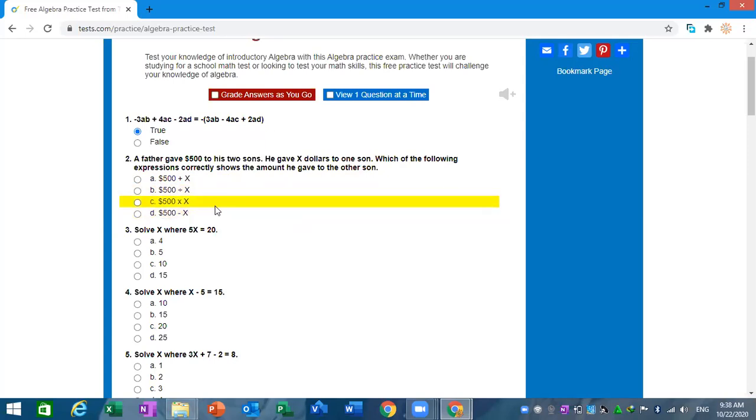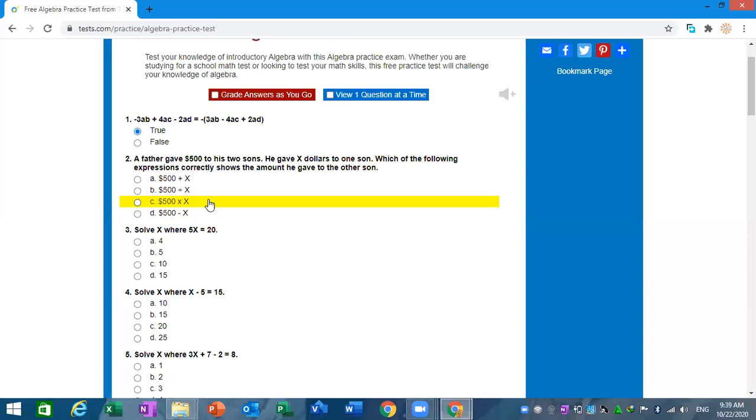The answer is 500 plus X. 500 plus X, which means the amount of money will increase. After giving 500 to his 2 sons, he gave X dollars to 1 son. Then? Yes, I know. Adham? The second son will have $500 minus X dollars.